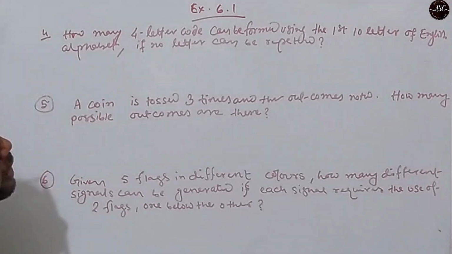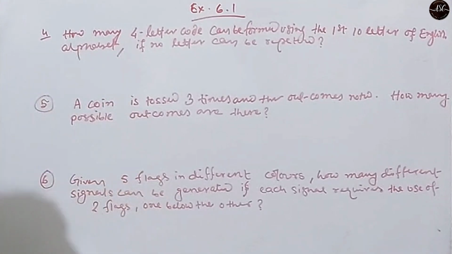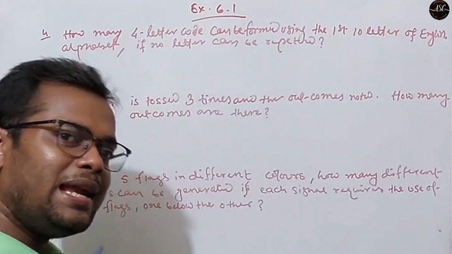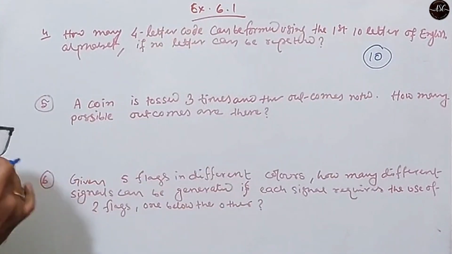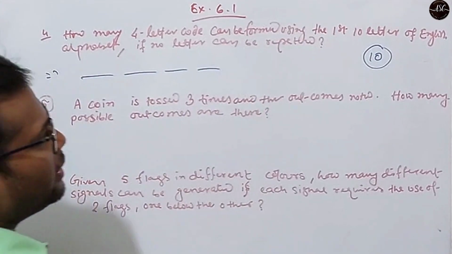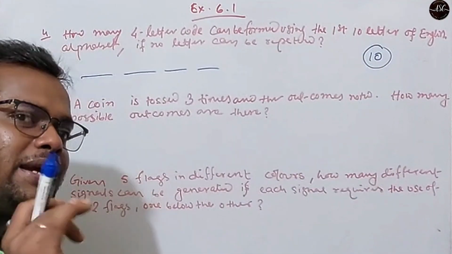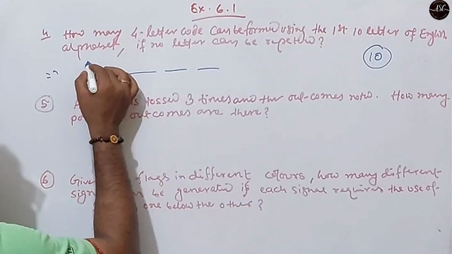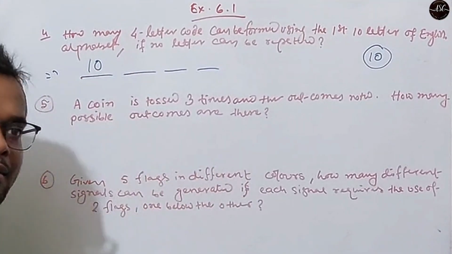Okay. Clear? How many 4-letter codes can be formed using the first 10 letters of the English alphabet if no letter can be repeated? So we can take the first 10 letters. So there are 10 letters. We have to find a 4-letter code. That means we first draw the 4 dashes. Here repetition is not allowed. So we have 10 letters, so 10 letters can be chosen for the first place in 10 different ways. So we can write 10 here. Now from 10, one letter has been taken.